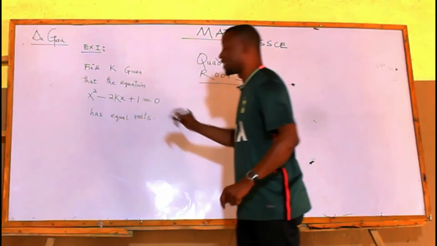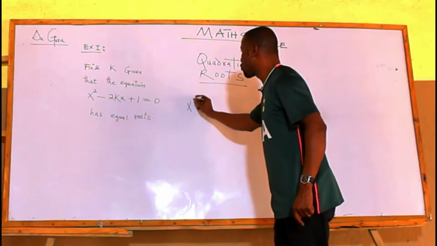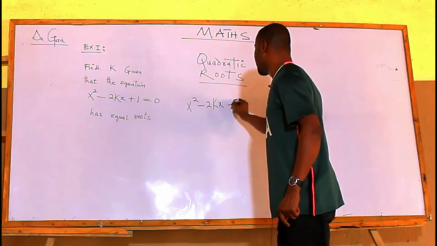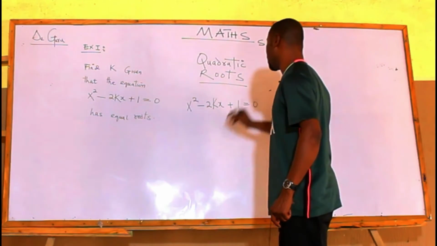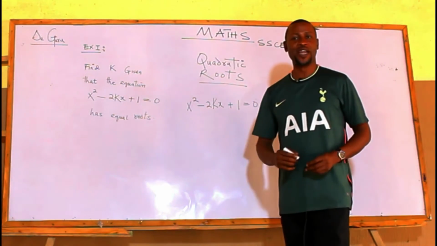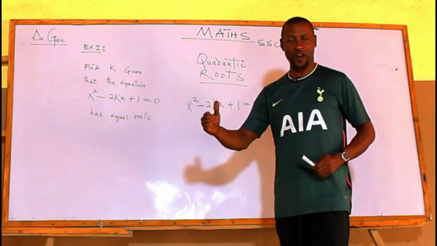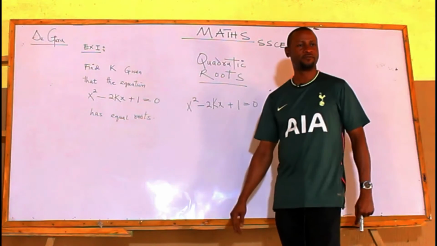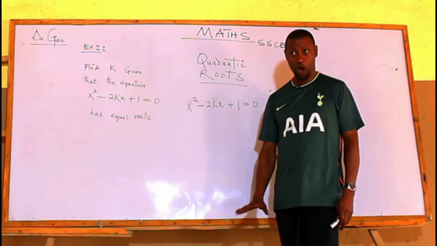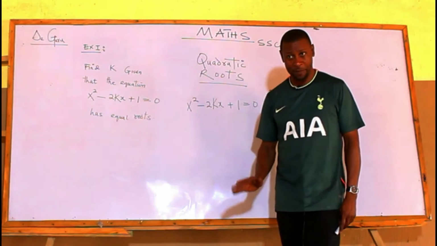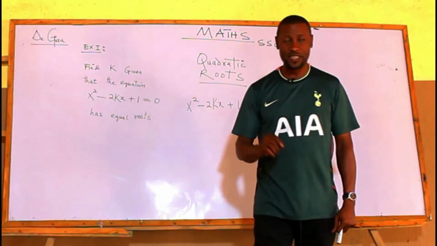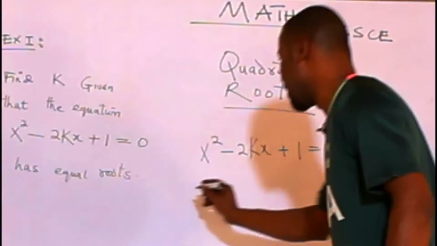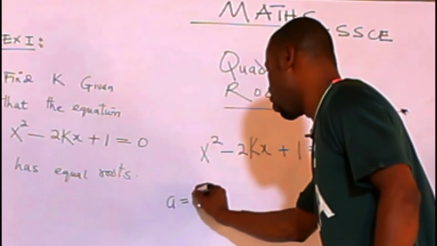I will go to the quadratic equation: x squared minus 2kx plus 1 equal to 0. I'll bring out the values of a, b, c. What is your a? Do we all know that a is 1? Because a means the coefficient of x squared. Is that true? So I will write like this: a is equal to 1.